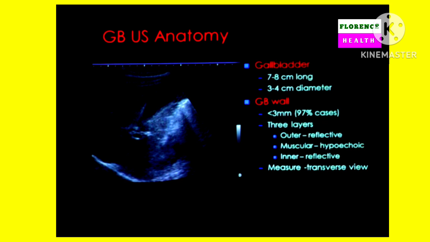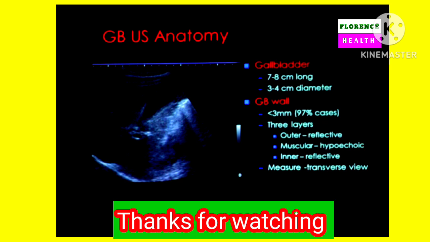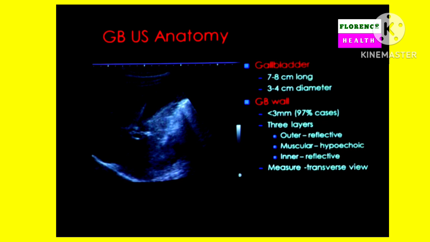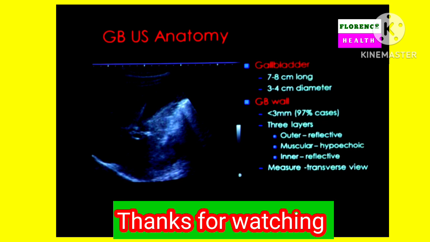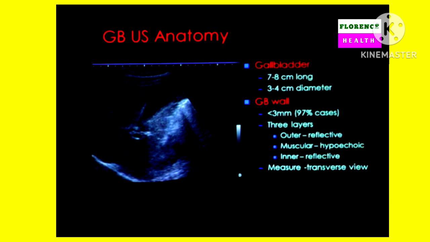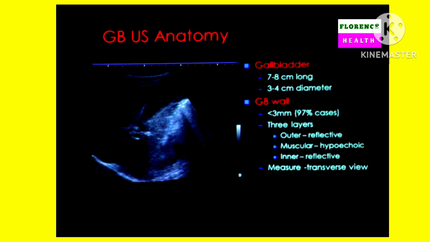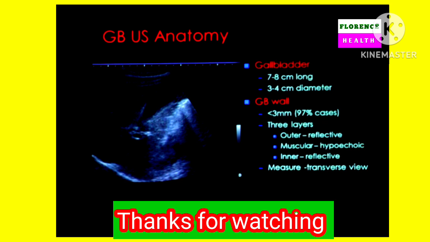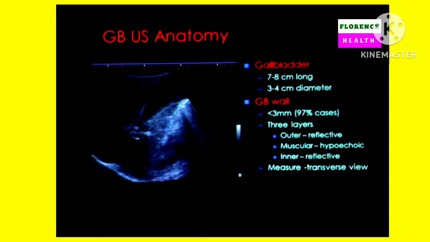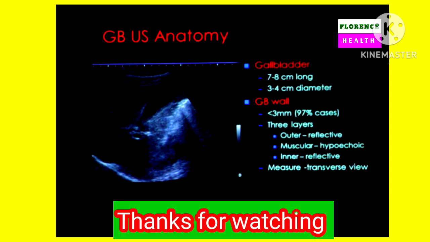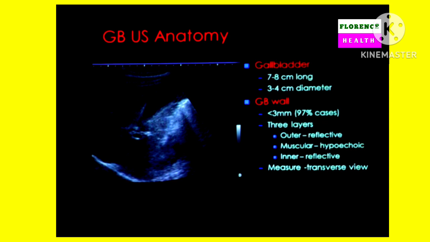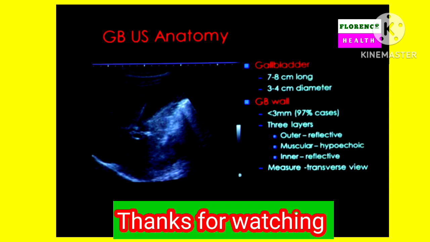There are three layers of the gallbladder wall. These three layers are distinct, clearly visible in case of inflammatory gallbladder. In cholecystitis these three layers are clearly visible, but in a normal gallbladder they are not clearly visible. The outer layer is hyperechoic, that is, reflective. The middle layer is muscular and hypoechoic. The inner layer is reflective, that is, hyperechoic. That is, the sandwich appearance of the gallbladder wall is clearly visible in cholecystitis, but these three layers are indistinct in a normal gallbladder.